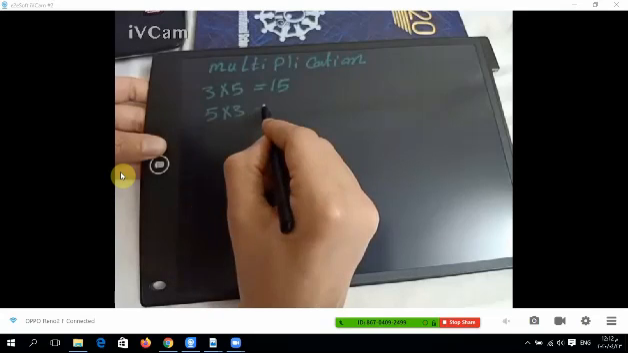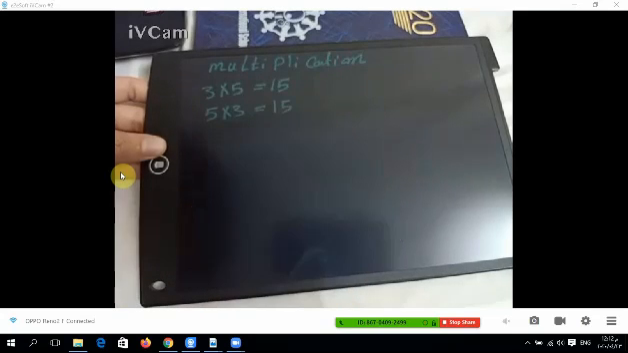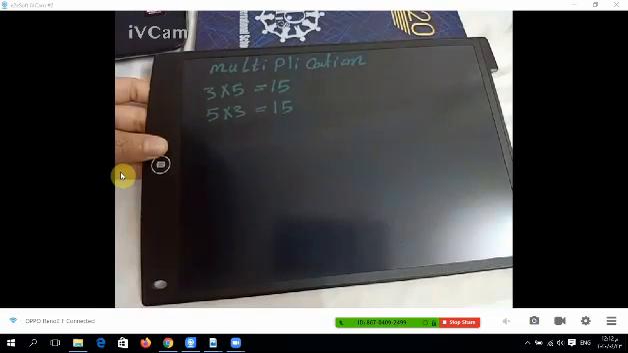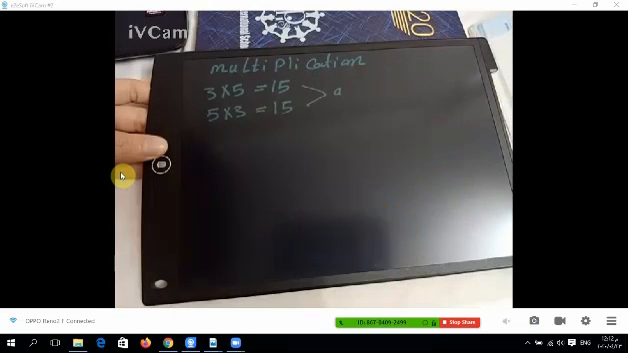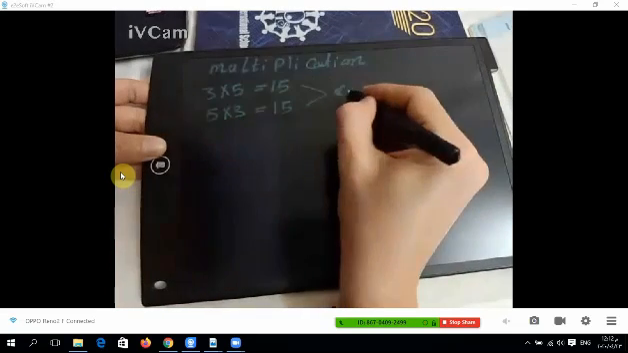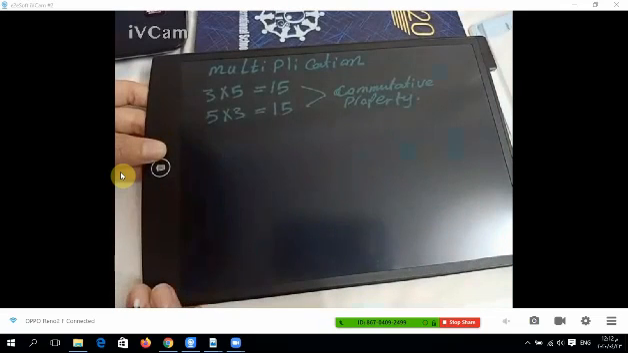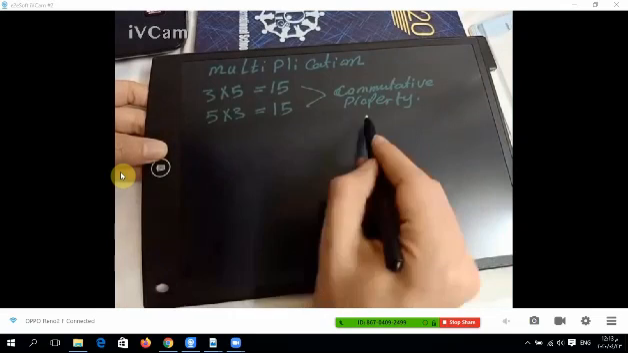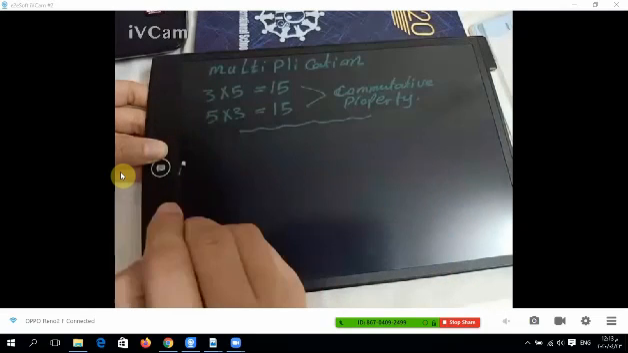Of course it will give me the same answer, and it will be 15. That means the multiplication property we can make is the commutative property. So the multiplication is commutative in the natural numbers. What about the second one, the associative?